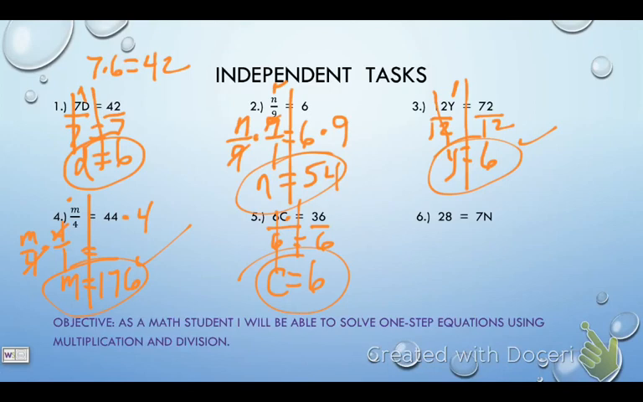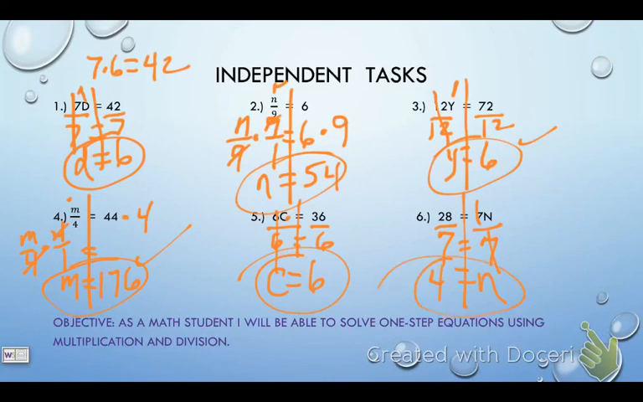All right, and on this side we have 28 equals 7n. Hey, we're multiplying, so we want to divide both sides by 7. Don't forget to draw that line. Separate both sides of the equation. So we got to divide that. It gives us 1. 1 times n is n. And on this side we want to divide 28 by 7. And 28 divided by 7 is 4. Guess what? That's our answer.